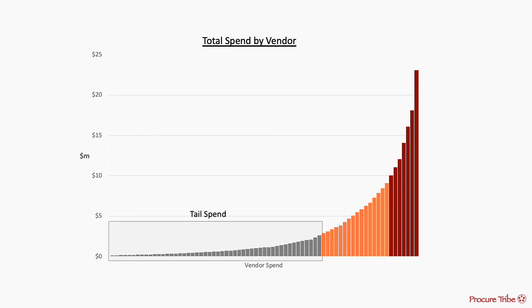This spend is spread over so many vendors that the effort required to drive value from any one vendor would probably be unjustified. For example, securing a 5% reduction in pricing with a vendor who does $5,000 per year would be $250. Very different to securing a 5% reduction on a $20 million per year supplier, which would equate to $1 million. A strategic sourcing exercise is not the best approach to unlocking value from tail spend.